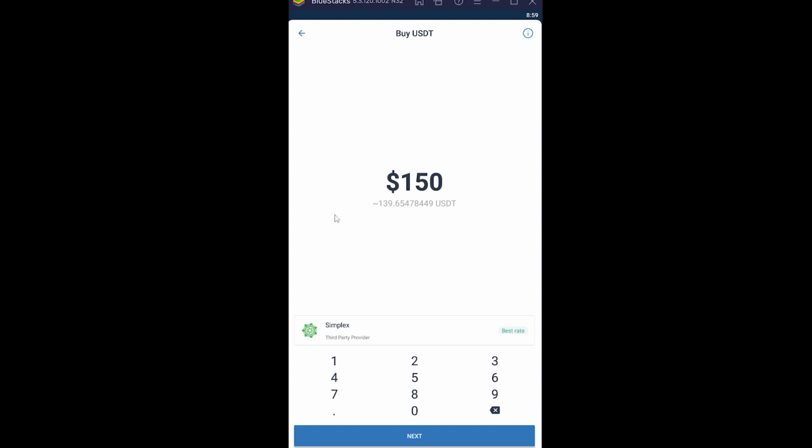And after that, you want to enter the amount you want to use to buy Tether over here. So I'm going to use $150. And after that, you can also choose your payment method over here by clicking on Simplex. But I don't want to change my payment method. So after that, you click on Next.